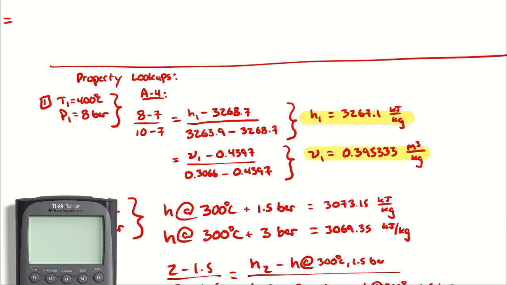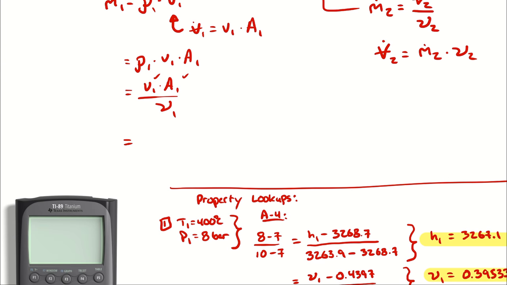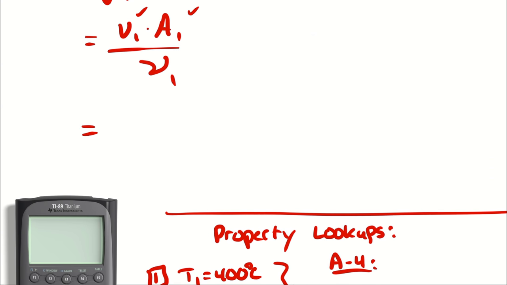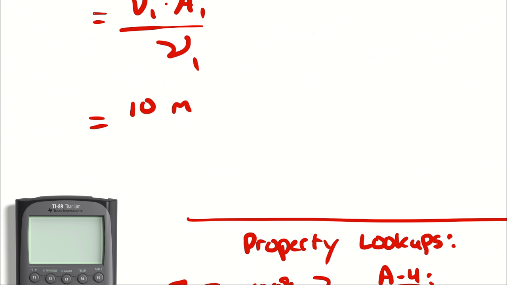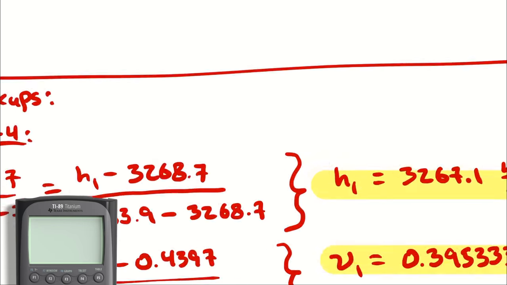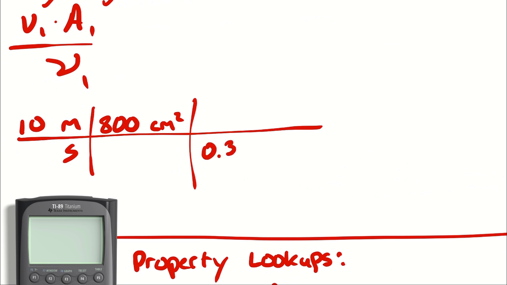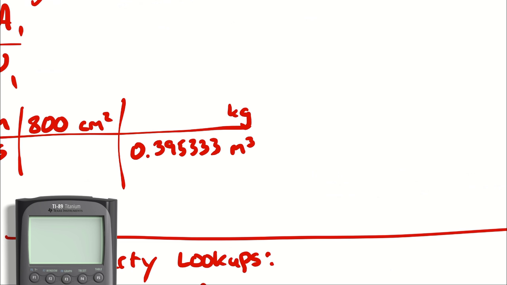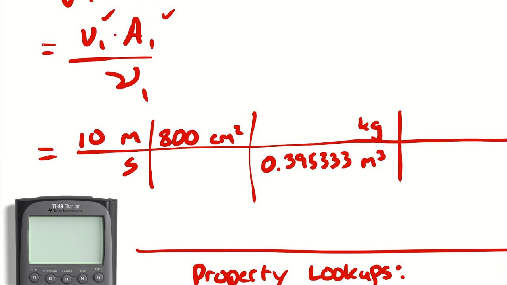So we're going to take our specific volume at state 1, 0.395333, and put that in the denominator with the velocity at state 1, which was 10 meters per second, and the area at state 1, which was 800 square centimeters. So we have 10 meters per second multiplied by 800 centimeters squared divided by 0.395333 cubic meters per kilogram. We are likely looking for a mass flow rate in kilograms per second. It doesn't really matter because that isn't explicitly asked for. All we're doing is taking this number and plugging it into our energy balance, so we can use whichever units we prefer, but kilograms per second is probably going to be easiest.